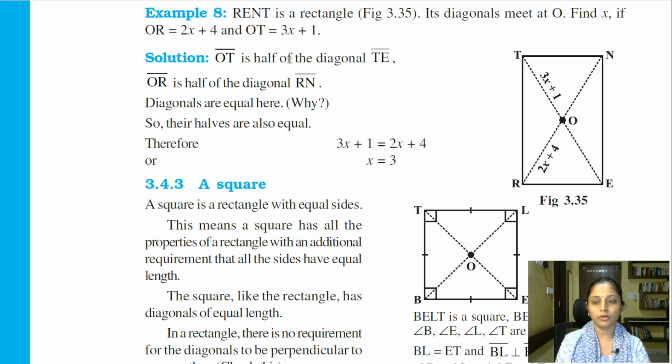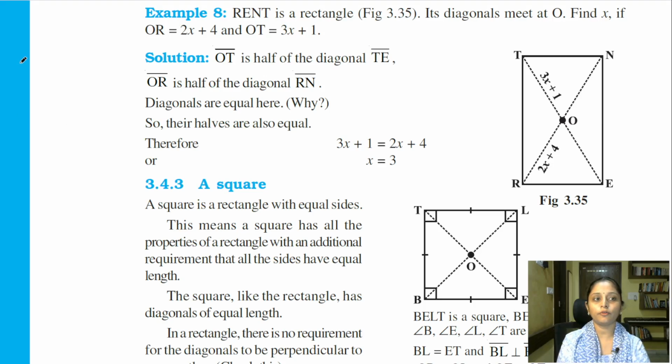Now they've given a solved example. You have RENT as a rectangle and the diagonals meet at O. Find x if OR is given as 2x plus 4 and OT is given as 3x plus 1. Now here they have not given any of the measurements of either the sides or the diagonals, but they want us to find the value of x. How do we do this?